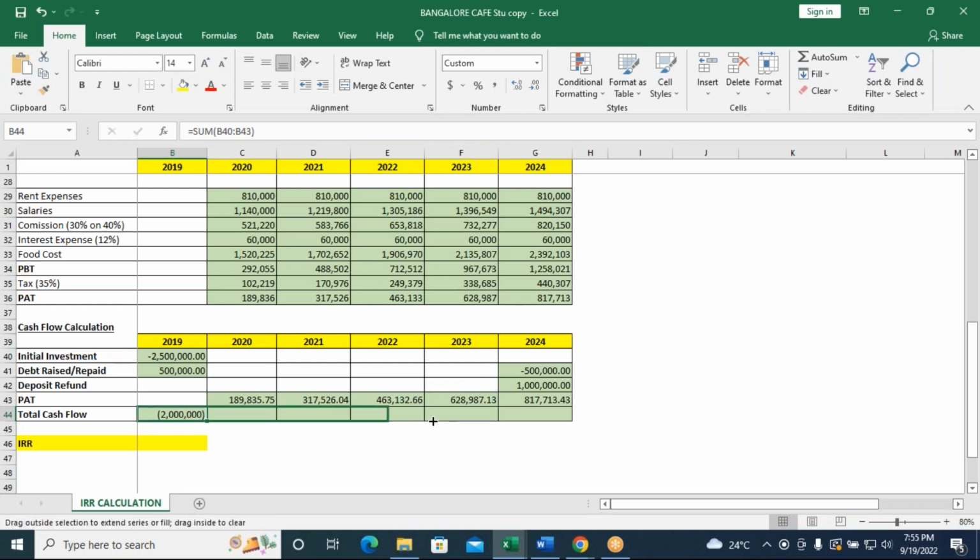Then I'll just come here, select and drag. So my total cash flow is done. Now I have to calculate the IRR. IRR is nothing but internal rate of return.